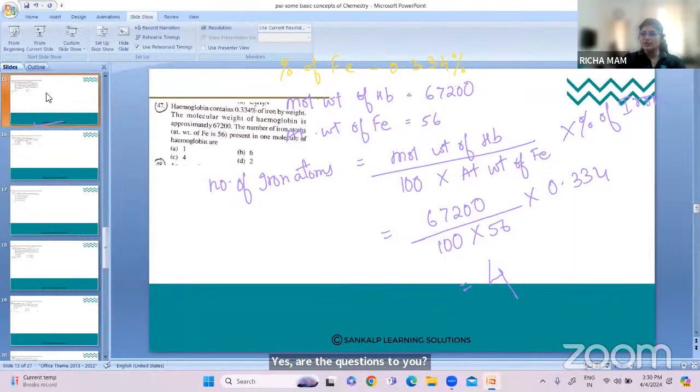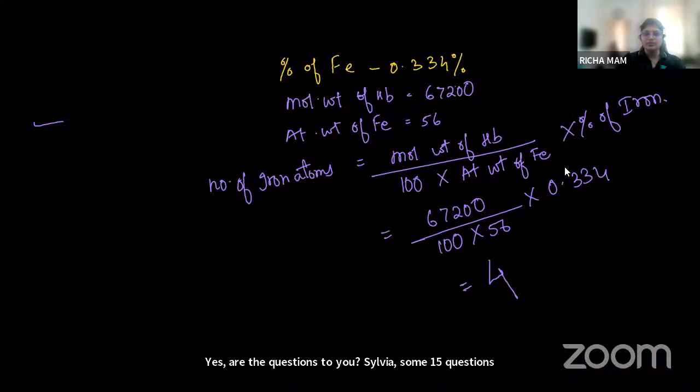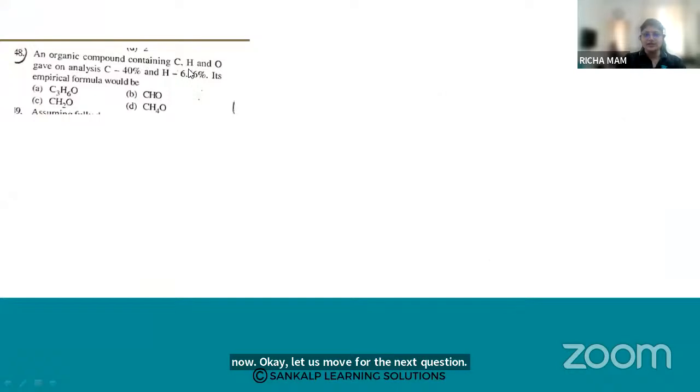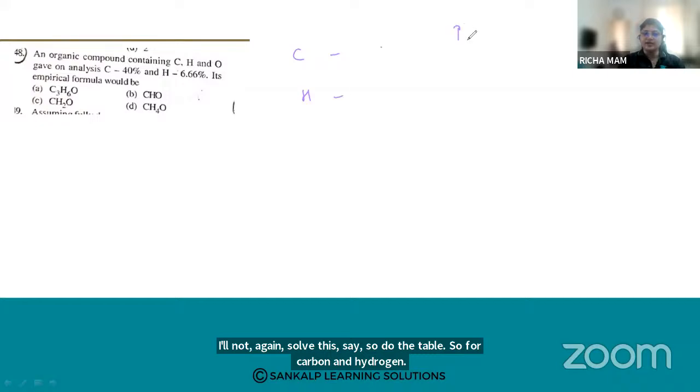So we have solved some 15 questions now. Okay, let us move to the next question. An organic compound containing C, H and O gave an analysis of, so the same question. Okay, you can take this as homework if you want. So same question as we have solved previously for empirical formula. So I'll not again solve this. Same. So do the table. For carbon and hydrogen, again you have to write the percent, then take the real number, take the ratio, and write the empirical formula.